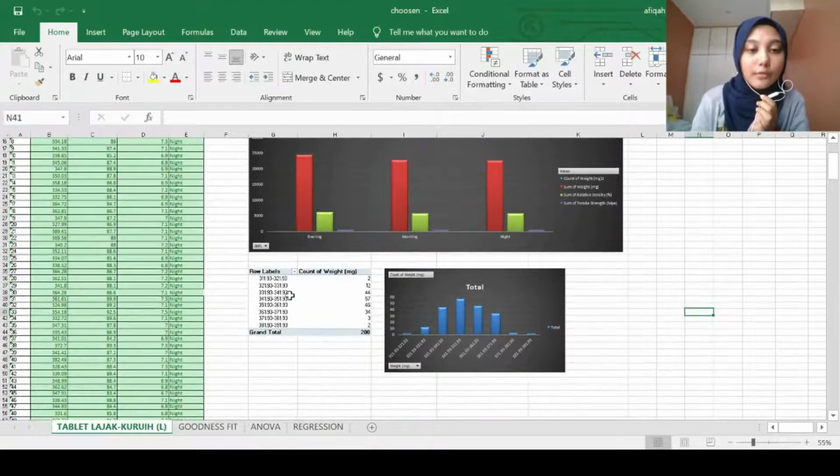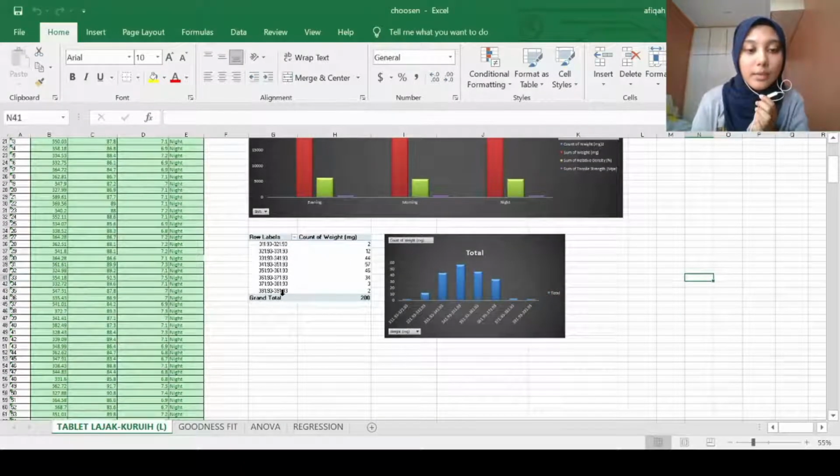Next we have the range of weight, and this is the count of weight for each range of weight. From here also we can simulate the graph. The graph makes it much easier to see which range of weight is the highest. From here we can conclude that 341.93 to 351.93 is the highest range of weight. That's all for me. Thank you.